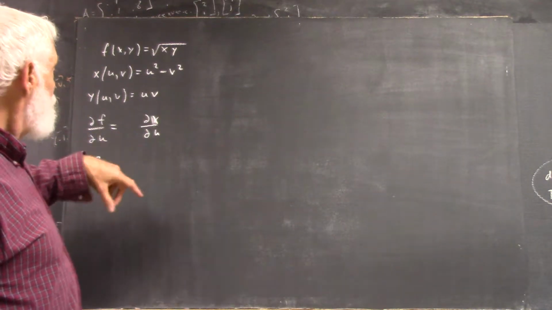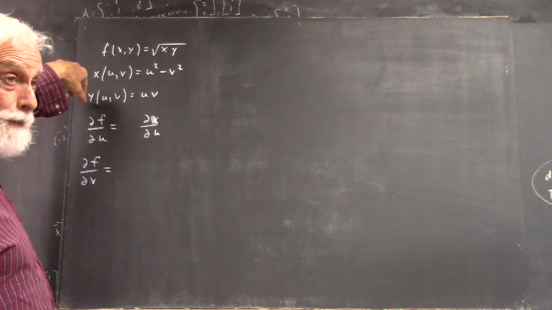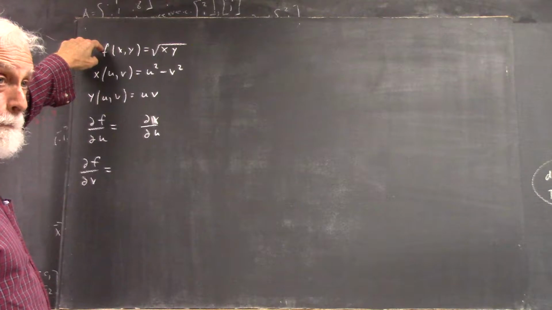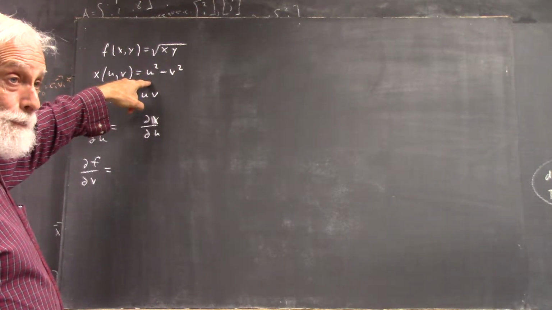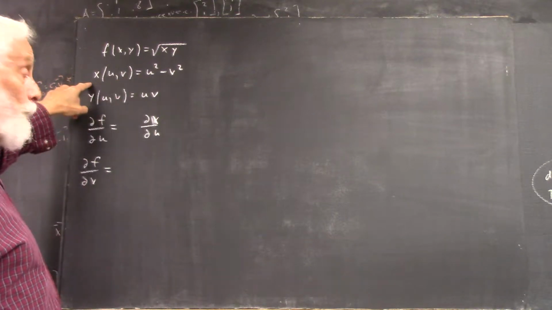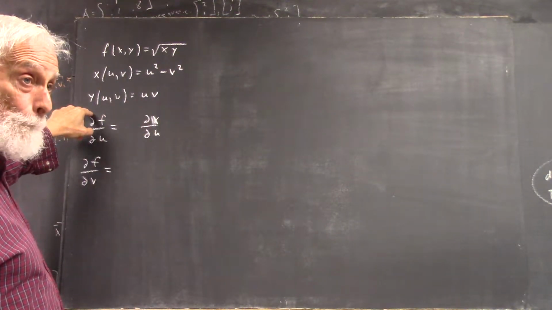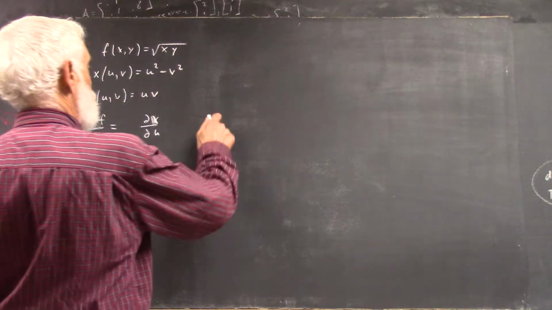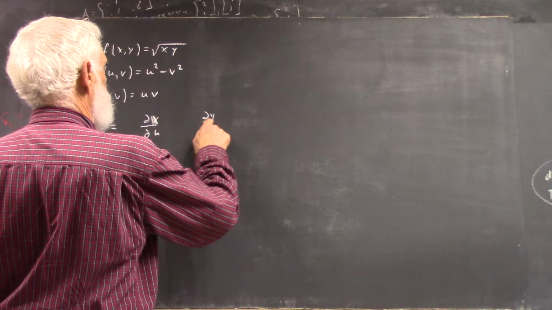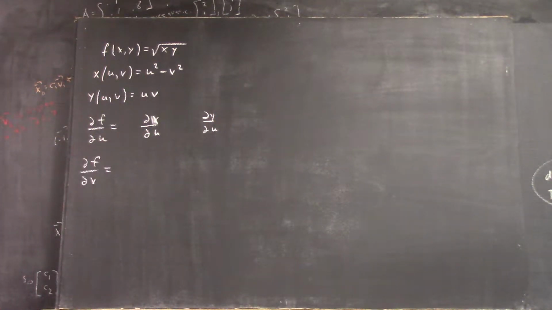Well, ultimately, these are functions of u and v, right? This is a function of u and v. So a little change in u is going to do what? It's going to cause a little change in x, and it's going to cause a little change in y, right? So somehow the partial of x with respect to u and the partial of y with respect to u are going to be important, right? Okay?